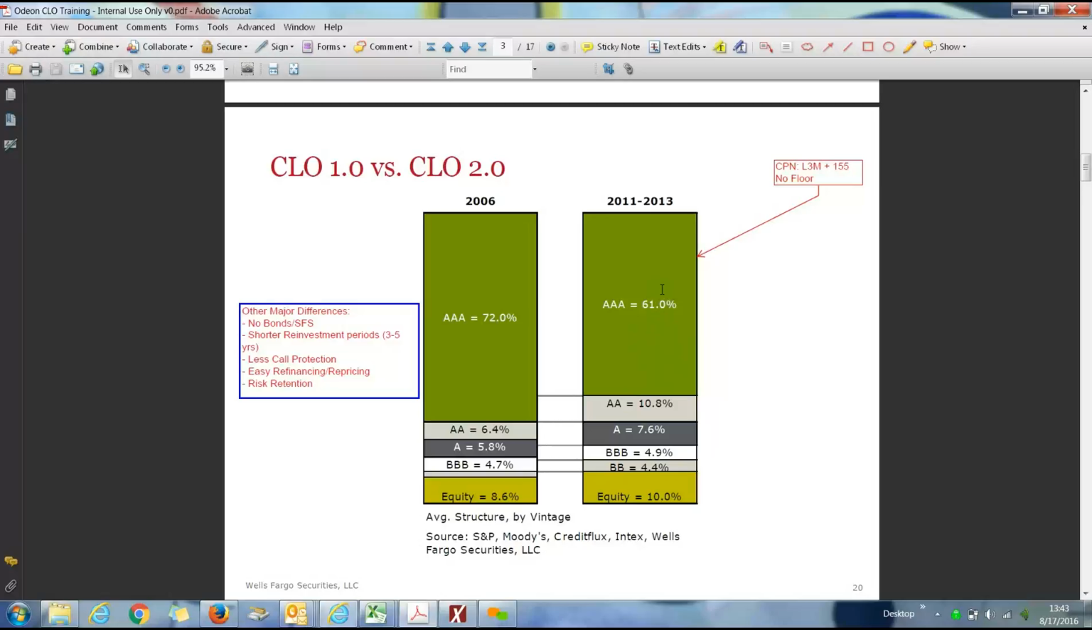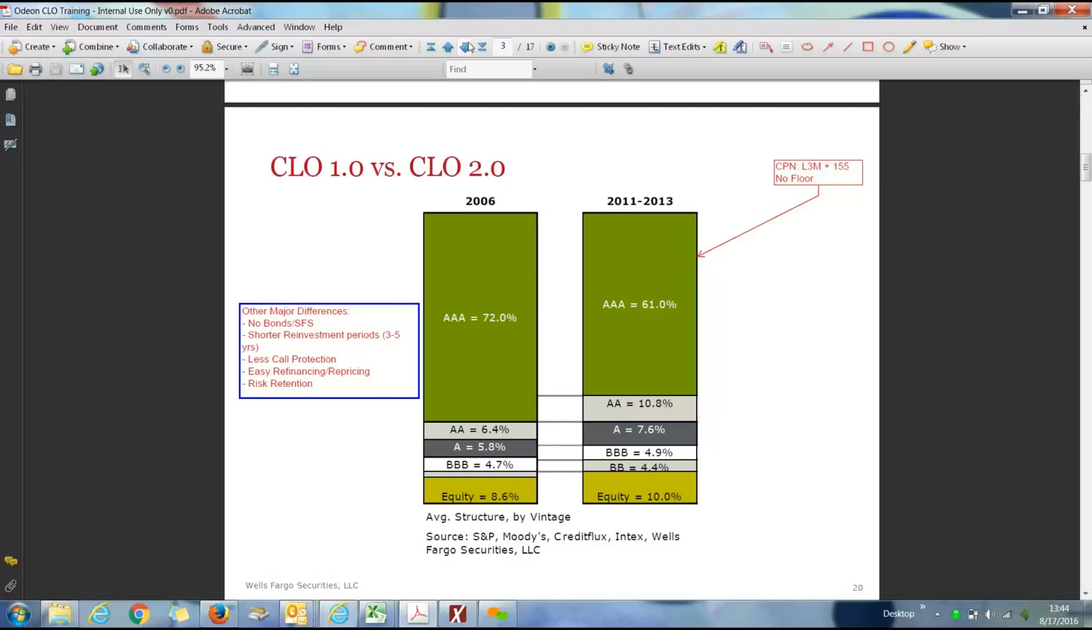And what the AAAs want is just a function of the market. And LIBOR plus 155 is very good compared to other structured product stuff that is being new issued out there. It could be like 3 times what a AAA automobile type of deal is, or a credit card deal or something like that. But anyway, so that's what's going on in 1.0 versus 2.0.